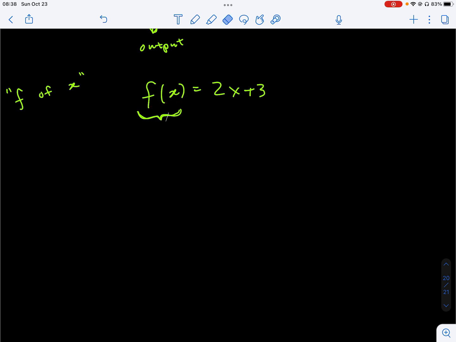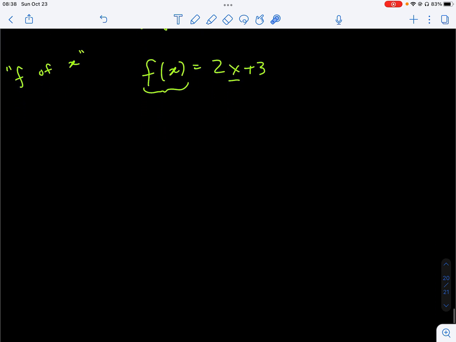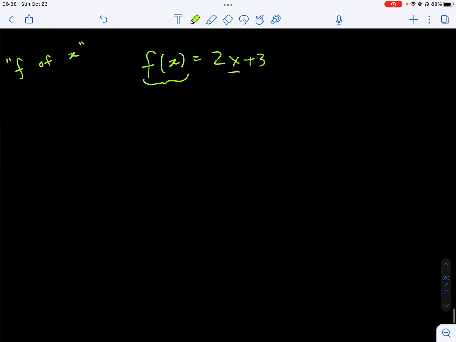And why do we say that? Well, if we know what x is, we can determine what the function will output. In this case, like up here, if our x is 2, our function takes us to the point, in this case, I think it was 7 when I did it out. Now, why this notation? Well, if you notice here, we have x written in parentheses right here.